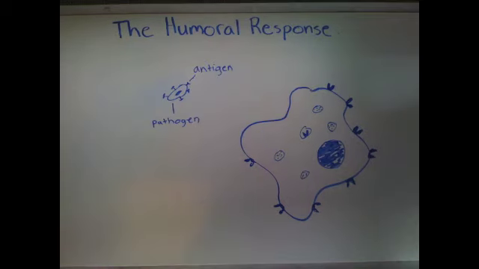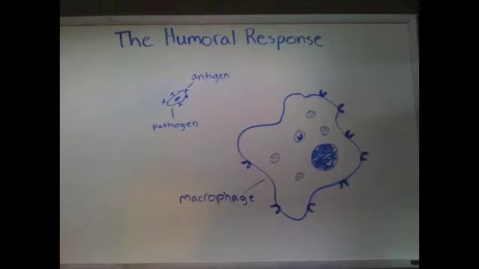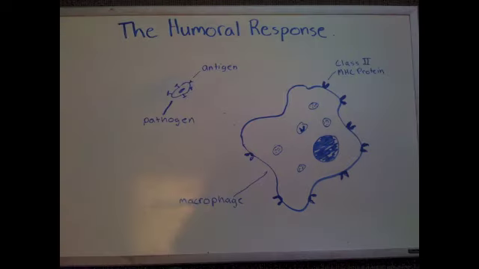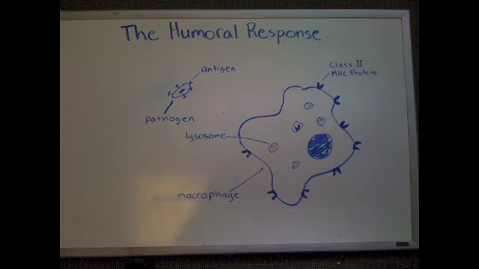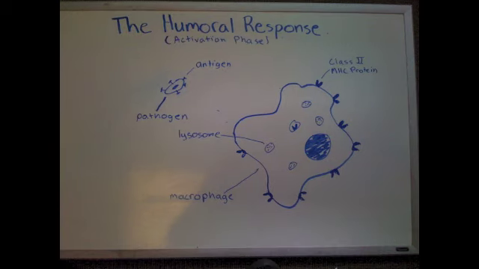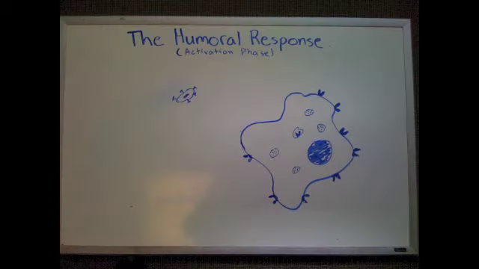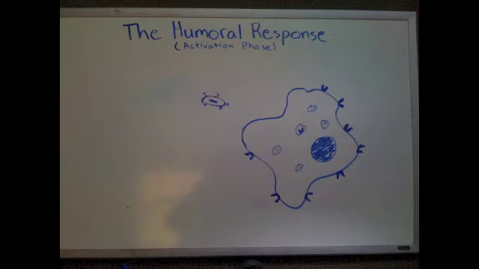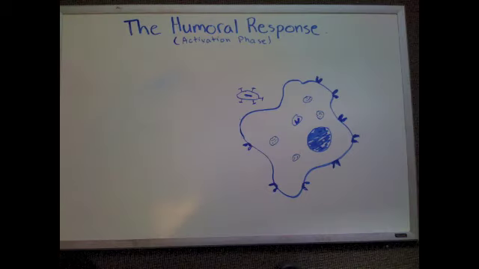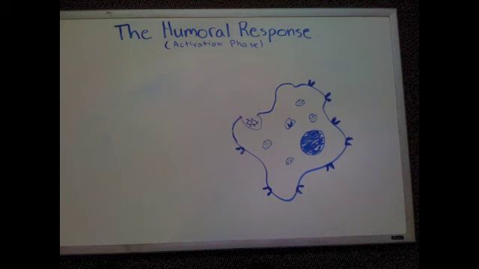The pathogen has many proteins on its surface called antigens, while the macrophage has a series of class II MHC proteins on its surface. Additionally, it contains many lysosomes that hold digestive enzymes and others that hold class II MHC proteins. This is the start of the activation phase. When the macrophage gets in contact with the pathogen, it engulfs it in a process called phagocytosis.